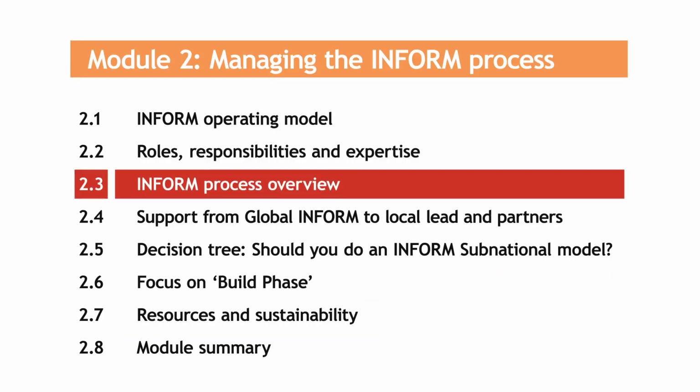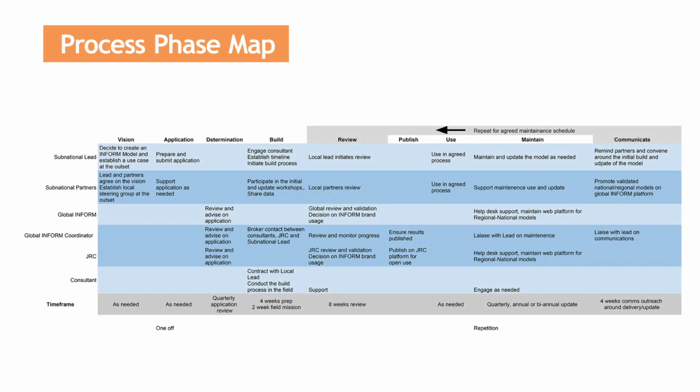Let's take a look at the INFORM process overview. This graphic shows the role that each stakeholder plays throughout the subnational INFORM index development process. Let's briefly describe each phase. In the vision phase, the subnational lead develops a vision for the INFORM model in consultation with subnational partners that establishes a use case for the tool and describes where the process will integrate into existing and future planning processes. The term use case simply means, how do we use this tool and why do we need the tool?